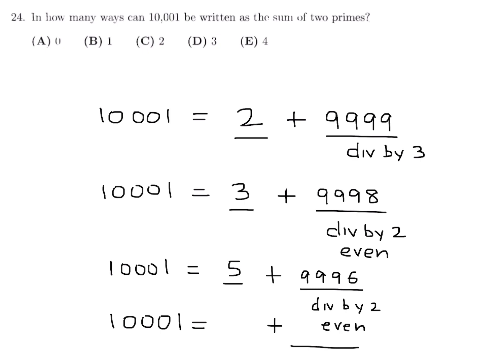So this is not possible. There's no way to write 10,001 as the sum of 2 primes. So the number of ways you can do that is 0. So the answer for 24 is A.